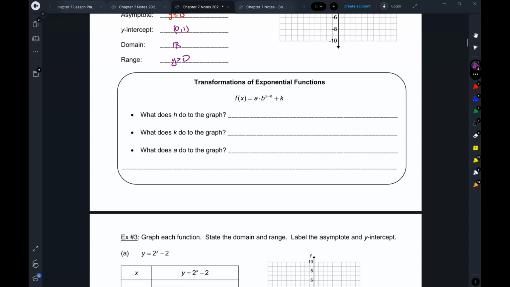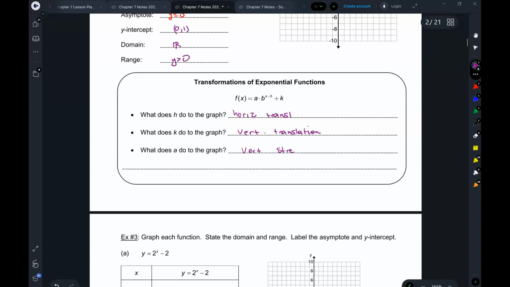So what does h do? Left to right. It moves the graph left or right, so it's a horizontal translation. K is a vertical translation, right? And then what does a do to the graph? It's a vertical stretch or a dilation.